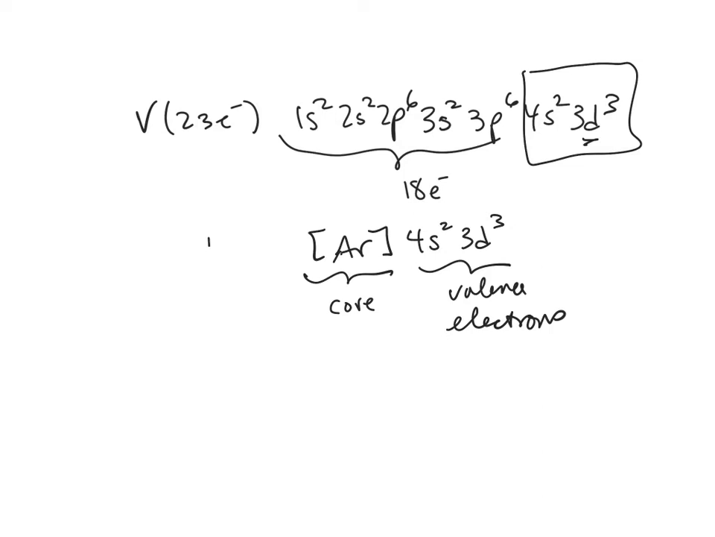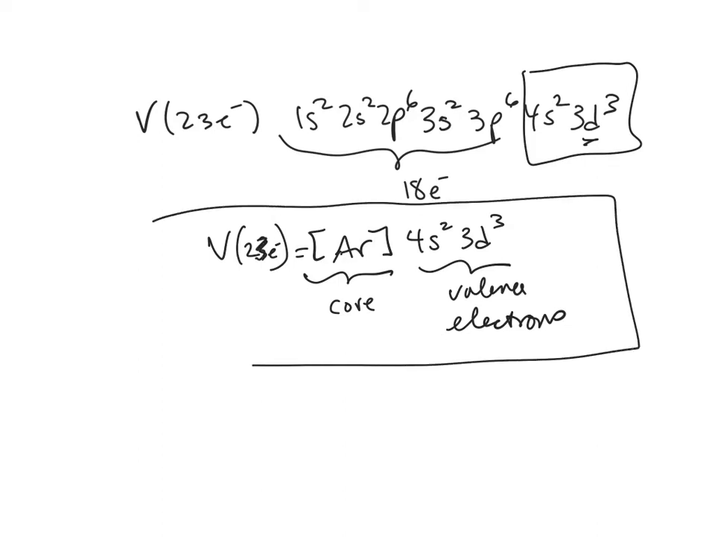So you would say vanadium, 23 electrons, and then an equal sign, or you'd write down the configuration, something to that effect. Okay, so that's very useful. And students always say, well, which one do you want? And the answer is, it depends what I'm asking. Lots of times I ask for the complete configuration, sometimes the core configuration.